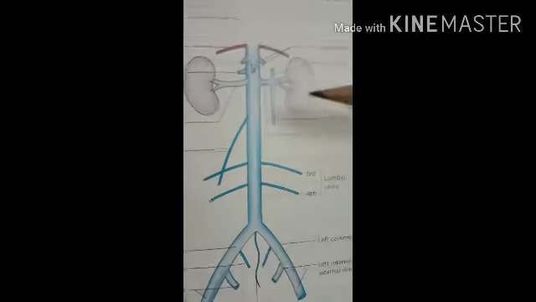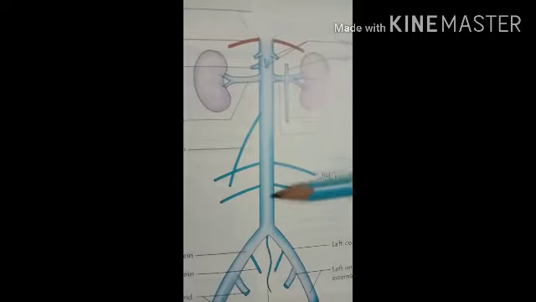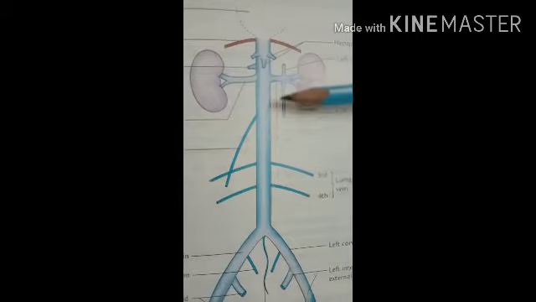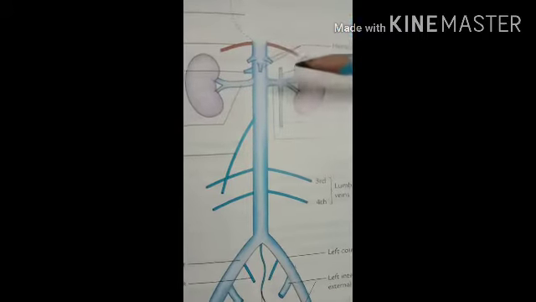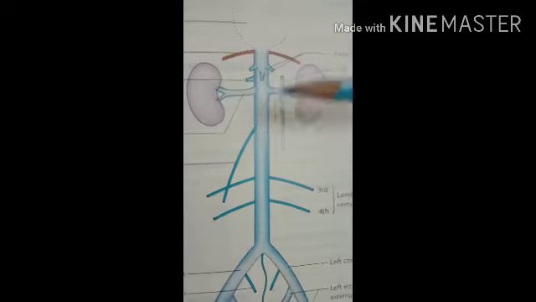So let's see the inferior vena cava. Here you can see that is the inferior vena cava, also called the IVC. It is the largest and widest vein of the body, and it drains most of the blood from the body below the diaphragm.